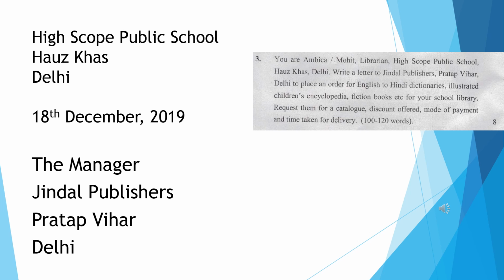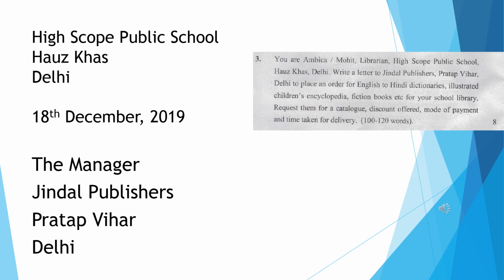That's your address. Then there should be a line space followed by the date. And after the date, leave another line space and you write the receiver's address. Here the receiver's address is given as Jindal Publishers, Pitampura Vihar, Delhi. Remember, if you write Jindal Publishers, Pitampura Vihar, Delhi, who should be opening the letter? It's vague. Don't leave it like that. So you have to write the designation of the person to whom you are writing, the manager.